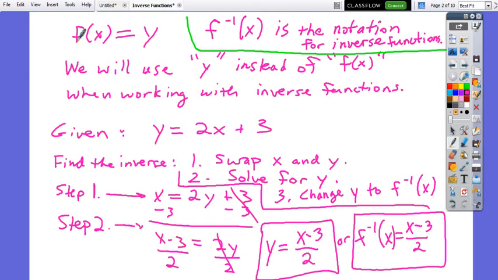All right, let's take a look at some other examples.